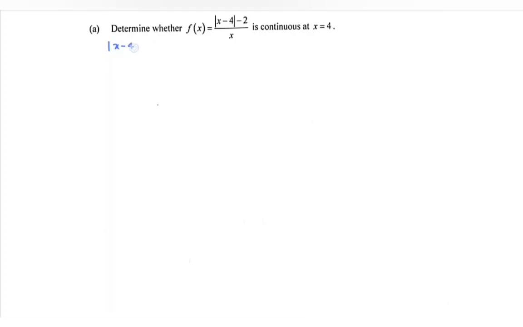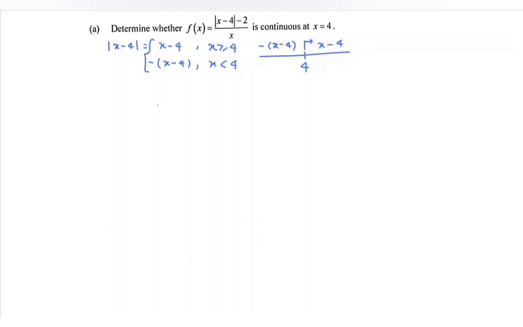The modulus of x minus 4: if we define it, we have x minus 4 for x greater than or equal to 4, and negative (x minus 4) for x less than 4. So kindly illustrate the situation on the real number line. For the left hand side, x less than 4, we have negative (x minus 4). For the right hand side, we have x minus 4. If it equals 4, we have x minus 4 as well.